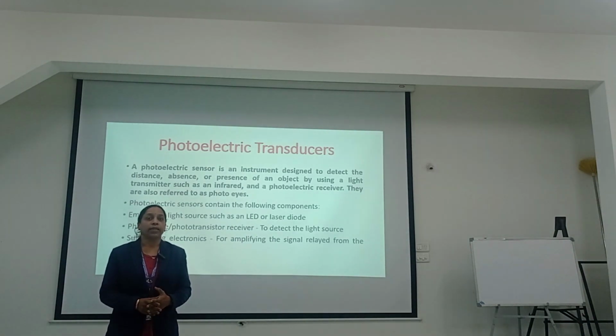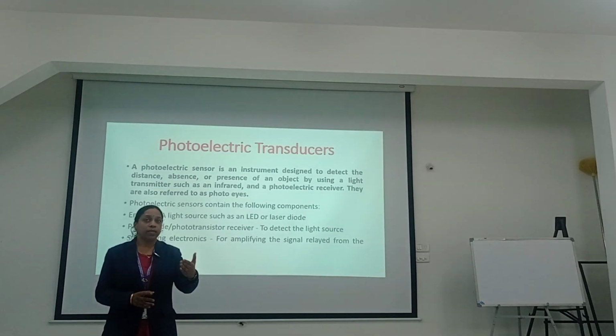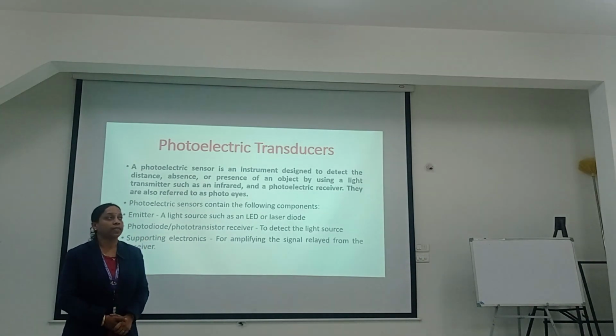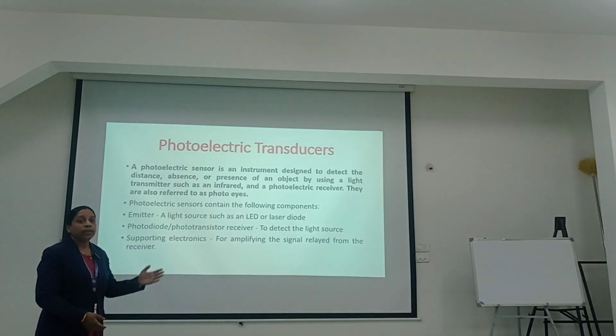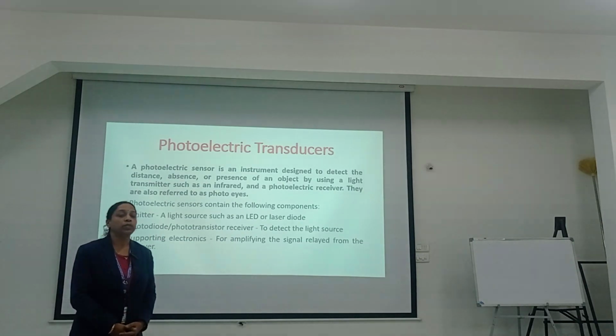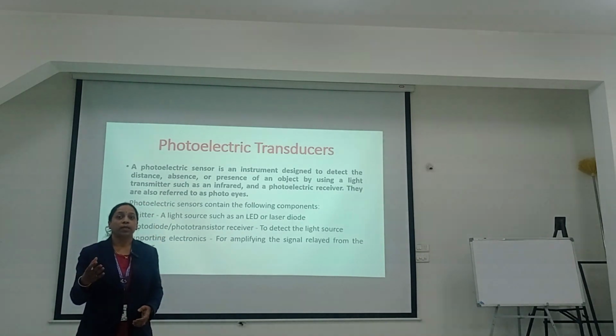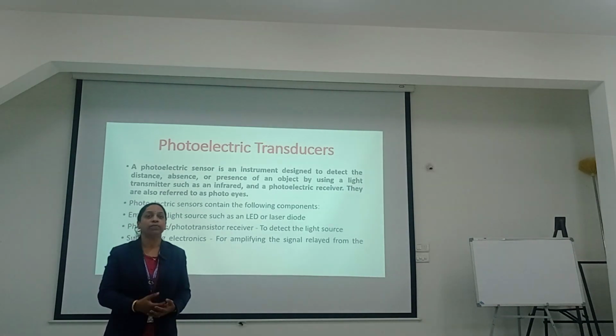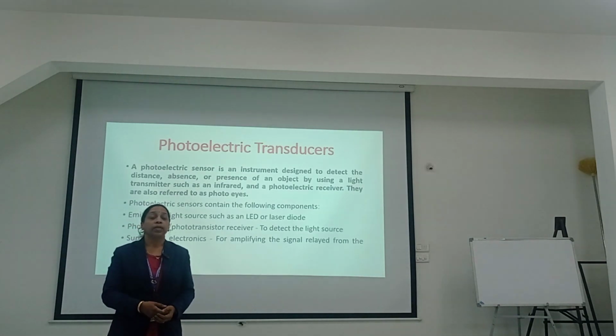So the photoelectric effect takes the input as light energy and converts it into electrical energy. And the photoelectric transducers are used to sense the presence or the absence of the object, and the distance of the object also, by making use of light.